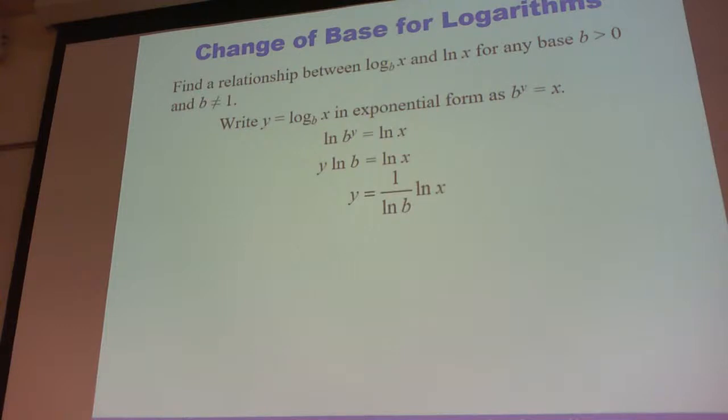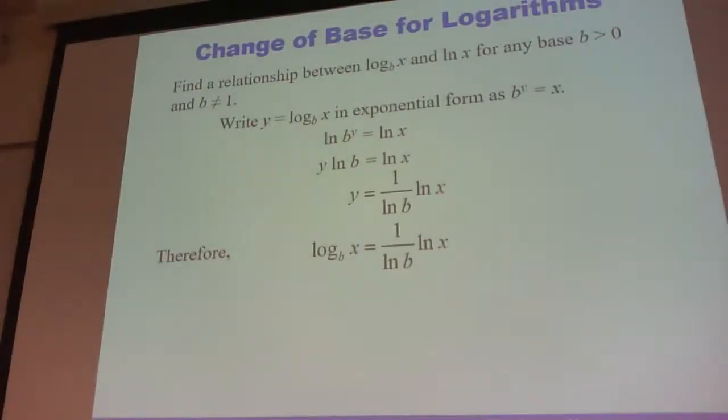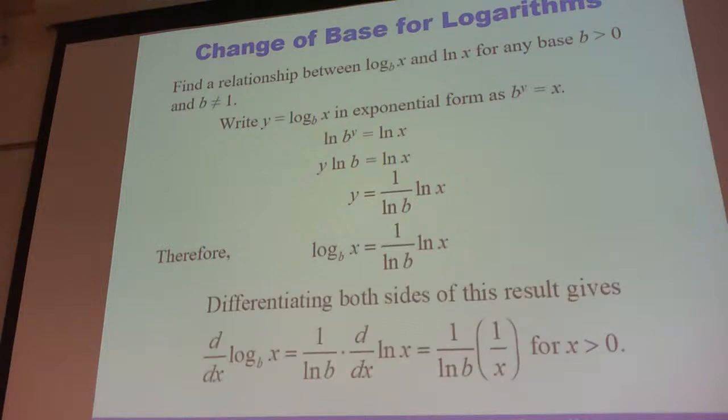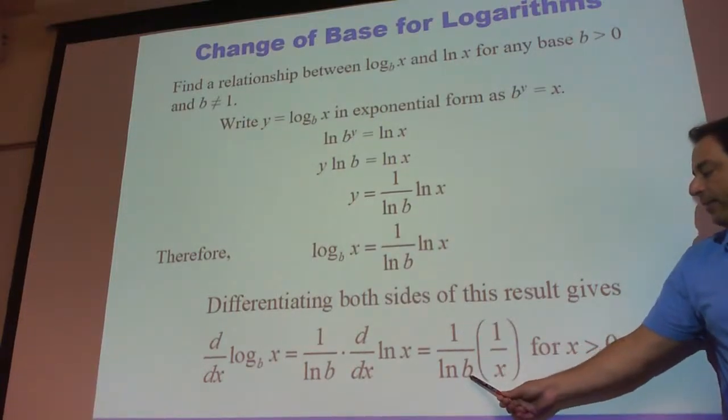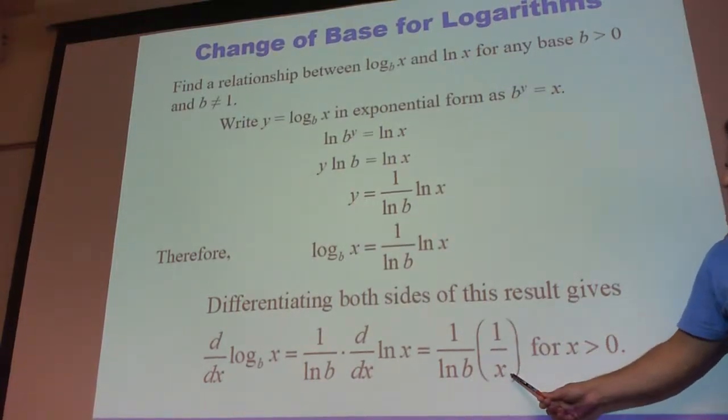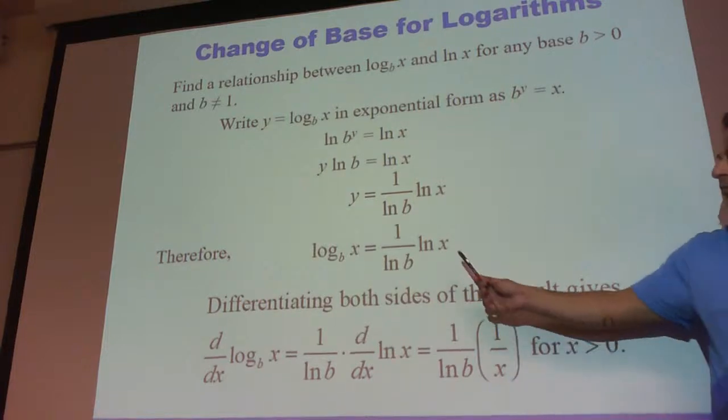Divide by ln of b. y equals 1 over the ln of b times ln of x. Therefore, log base b of x equals 1 over ln of b times ln of x. And if you take the derivative of that, you get 1 over ln of b times 1 over x. Now, let me show you what happened.